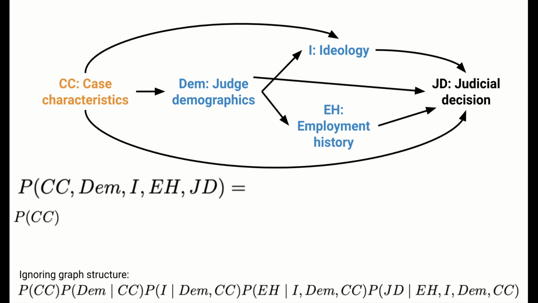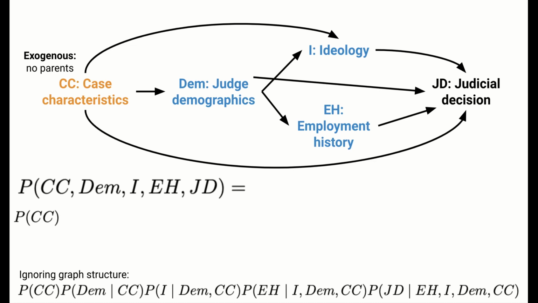Because case characteristics is parentless in this model, we can start from there and include P of CC in the product, representing the marginal probability of this variable. A parentless variable in a causal DAG is also called an exogenous variable because it's external to the system that we're studying. It's not to say that the case characteristics variable truly has no causes. It just means that its causes are not relevant in our particular situation.